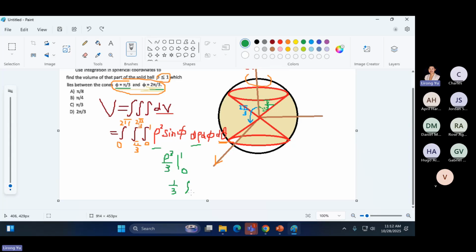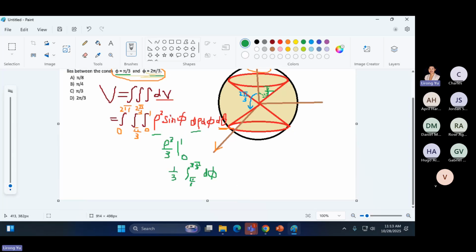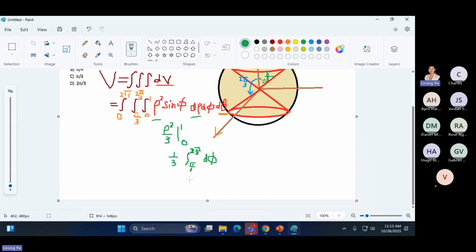So the second layer of integration is pi over 3 to 2 pi over 3 for d phi. When we finish integrating d phi, we're getting 2 pi over 3 minus pi over 3. For d phi, we're getting pi over 3. For the rho, we get 1 over 3. And then for d theta, there's no other relation that's tied with theta. So theta is a free variable. 0 to 2 pi d theta, we get 2 pi.